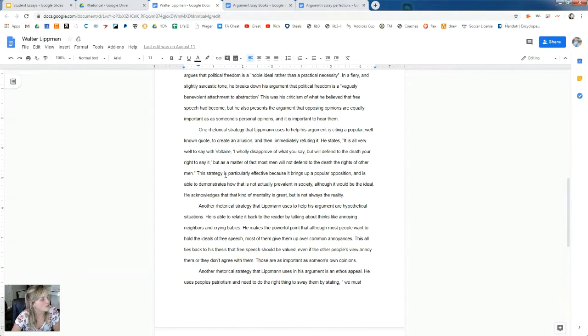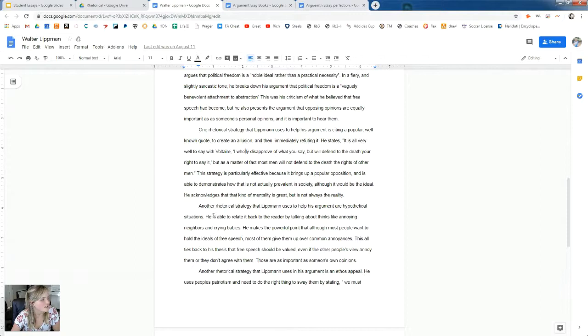This strategy is particularly effective because it brings up a popular opposition and is able to demonstrate how it is not actually prevalent in society. Although it would be ideal, he acknowledges that the kind of mentality is great, but it is not always the reality.